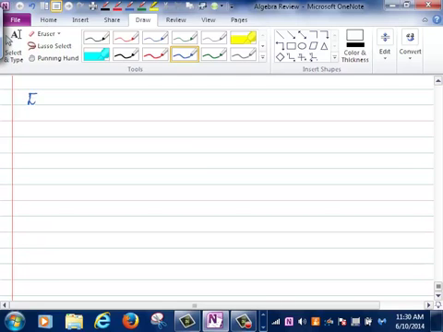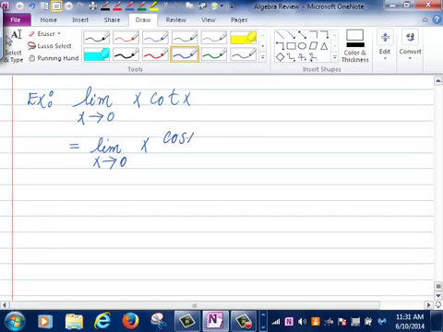Another example. Say I have to find the limit as x going to 0 of x times cotangent of x. How would you find this limit? Well, cotangent equals cosine over sine. Very good. So, again, in trigonometry, very often you have to convert everything to sine and cosine, right? So this would be cosine x divided by sine x.